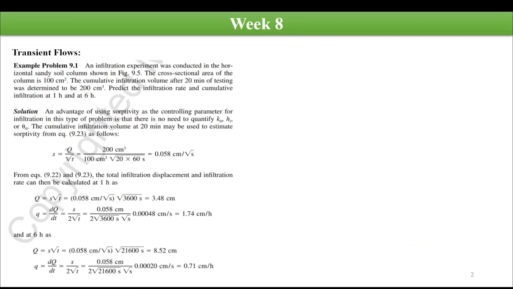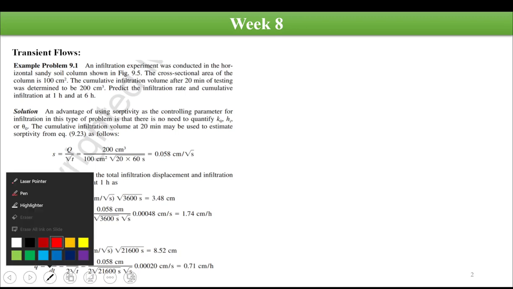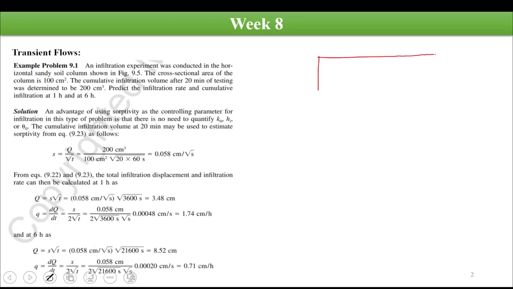The cross-section area of the column is 100 centimeters square. The column is actually horizontal, and the infiltration is taking place. For that, it is subjected to a particular head at this point.